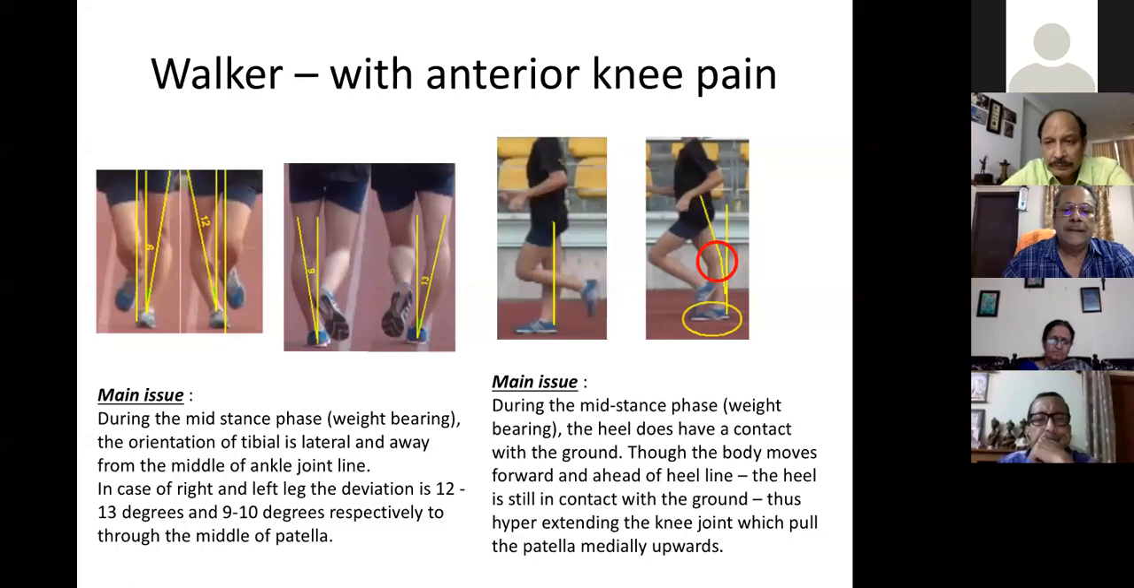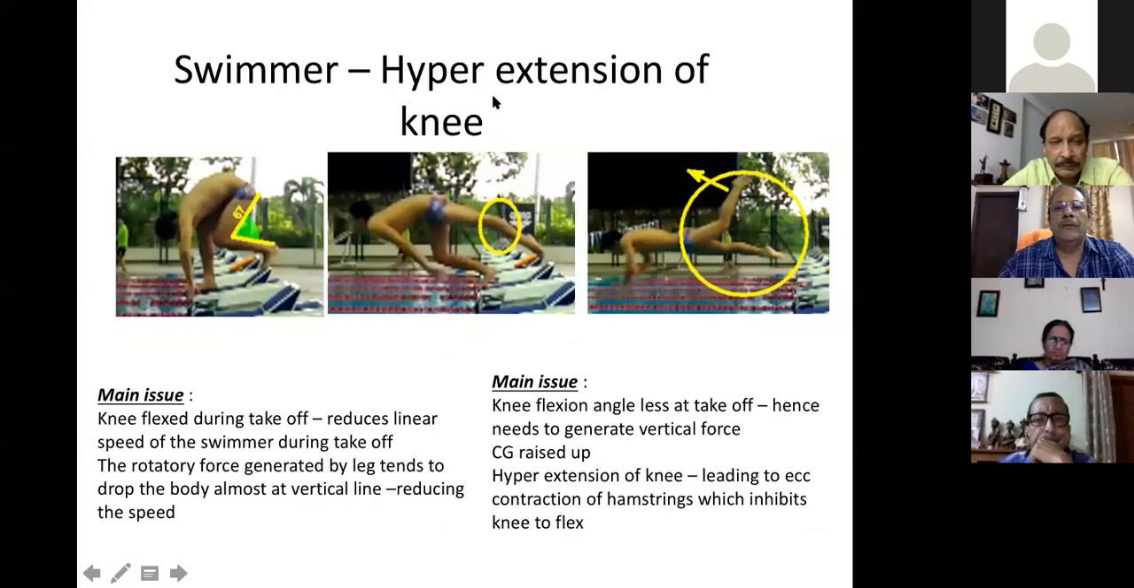This is a swimmer with hyperextension of knee. This is a start position. So it's the start angle, the rear foot angle is 67 degrees. When he pushes off, again, this guy also has hyperextension. And during the flight phase, the leg goes up. Why does the leg go up? Because of hyperextension during this push phase.